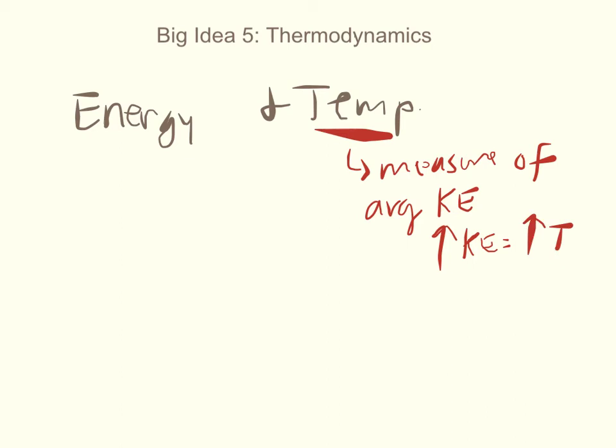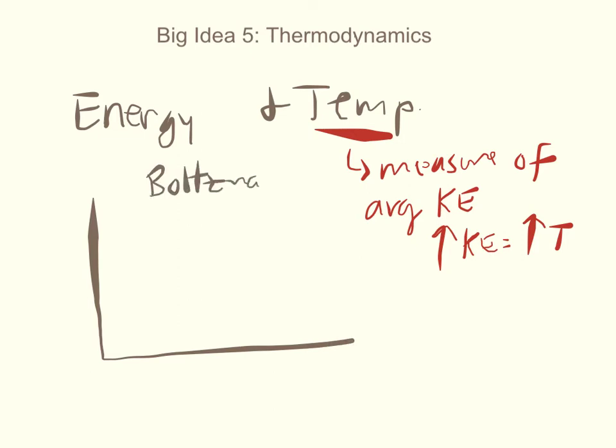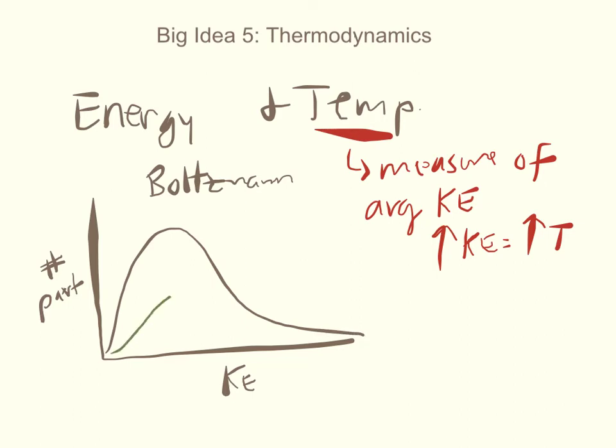And the way we've seen these before, this should be reviewed by now, is through Boltzmann distributions, where we have kinetic energy on our x-axis and number of particles on our y-axis. And we get distribution curves that look something like this, or like this, where the peak represents the average kinetic energy of the molecules at two individual temperatures, where T2 is out here, T1 is here, and we know that T2 is greater than T1.